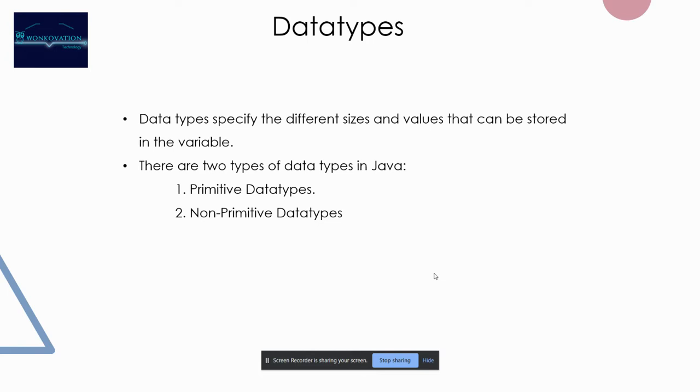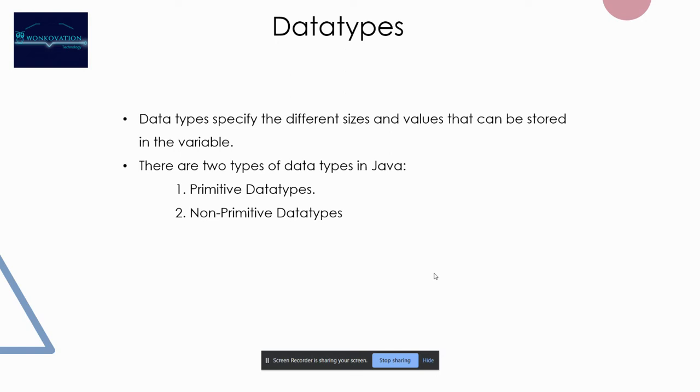Non-primitive data types are also known as reference data types. These are constructed from primitive data types. Primitive data types come as a part of the programming language. Java provides eight primitive data types which are byte, short, int, long, float, double, char, boolean.